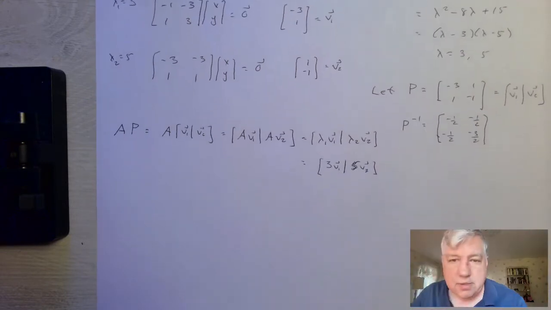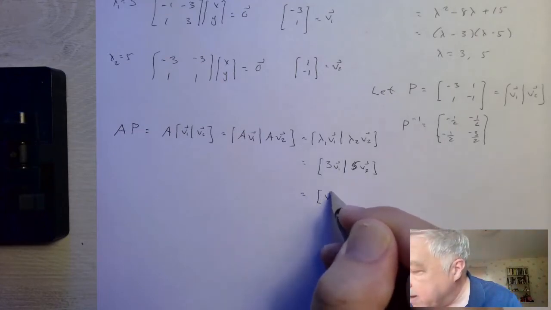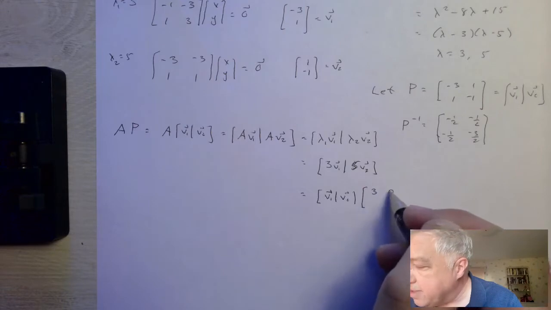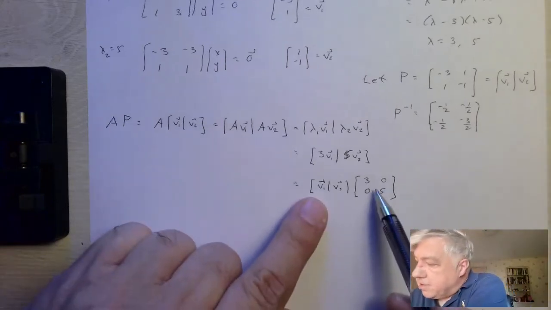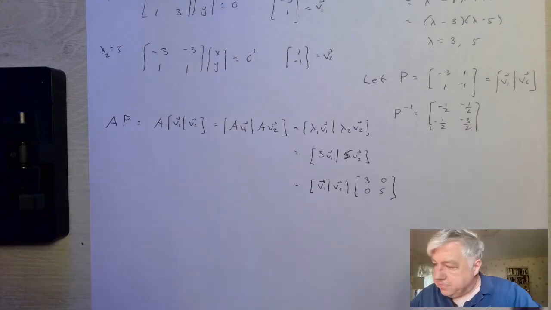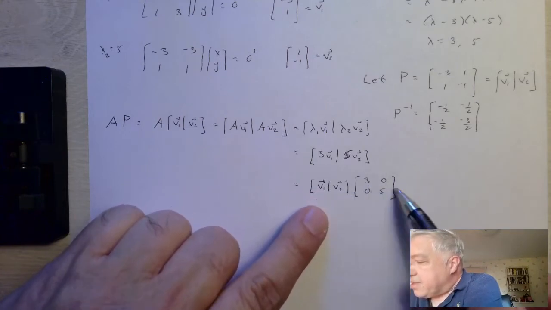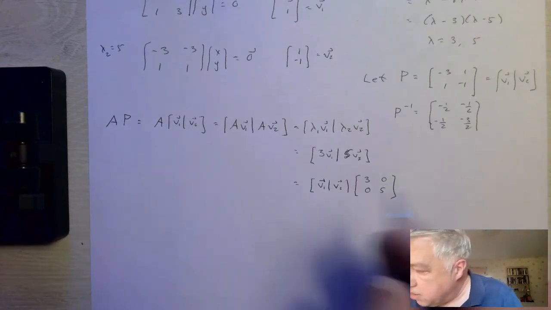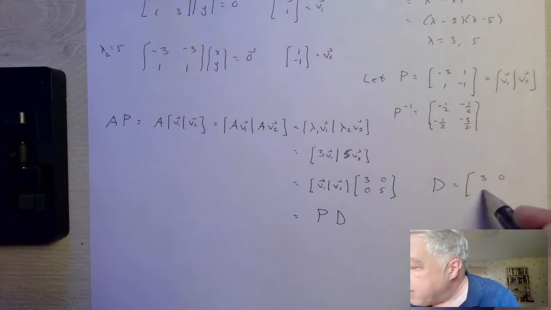Now, if you think about this for a moment, this is actually the product of our original matrix V, or the matrix V1, V2, times the diagonal matrix 3, 0, 0, 5. If you just multiply it out, everything in the first column is going to be multiplied by 3, and everything in the second column is going to be multiplied by 0 or 5, right? So we get that this is actually P times D, where D is this diagonal matrix.